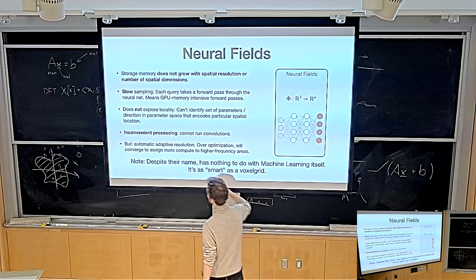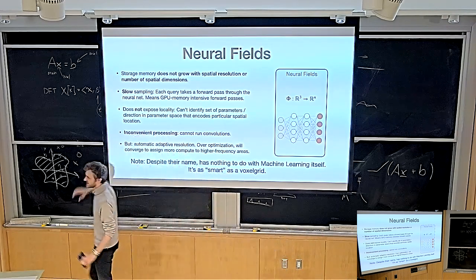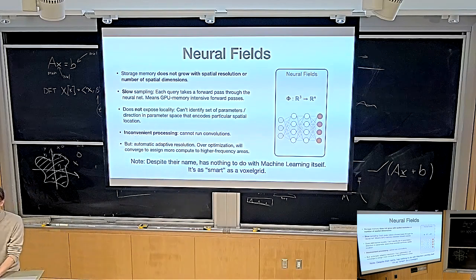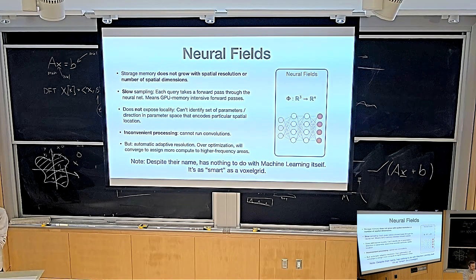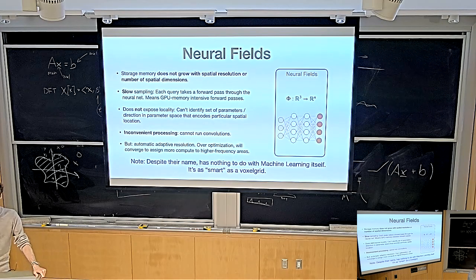Another problem with these neural fields, which by now there are some papers that try to fix, is that they don't expose localities. So if you have an image, you can do a convolution on an image. If I give you an image as a grid, you can stick it into a convolutional neural network, and your convolutional neural network will filter the image. If I give you a neural field and I ask you to compute the convolution of this neural field with some other kernel, that is really, really hard. It's kind of the same as hard as doing the Fourier transform of a neural network. So convolving a signal that is parameterized as a neural field with something is really hard.